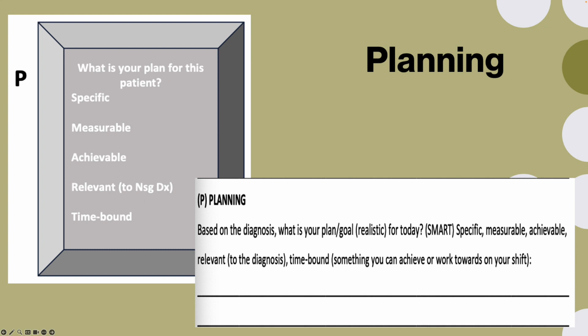Next, we come to planning. Planning is based on the diagnosis, and you're creating your SMART goal for this patient. So you have this assessment, why you've chosen it, you have the diagnosis written out in NANDA format, and now we're going to look at planning. So based on the diagnosis, what is your plan goal, realistic for today, and SMART, which is specific, measurable, achievable, relevant to the diagnosis, and time-bound. So you use this portion here to fill it out in sentence form on the right-hand side.